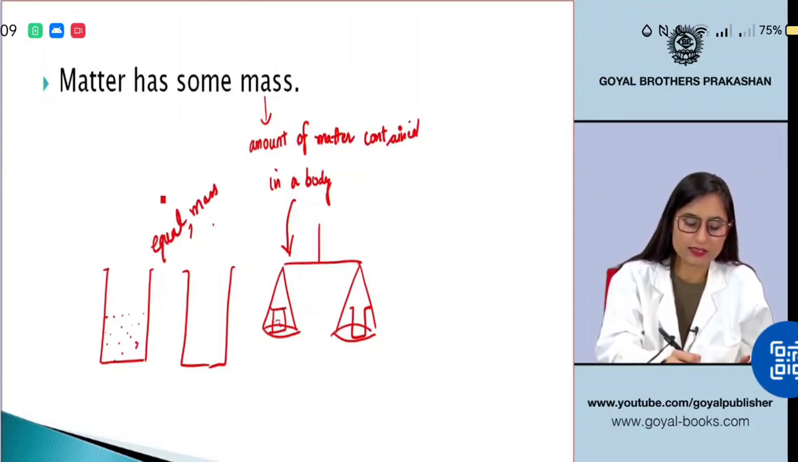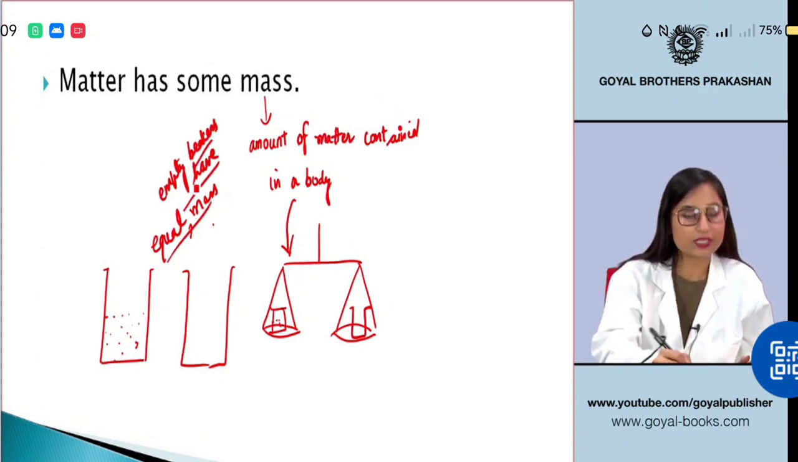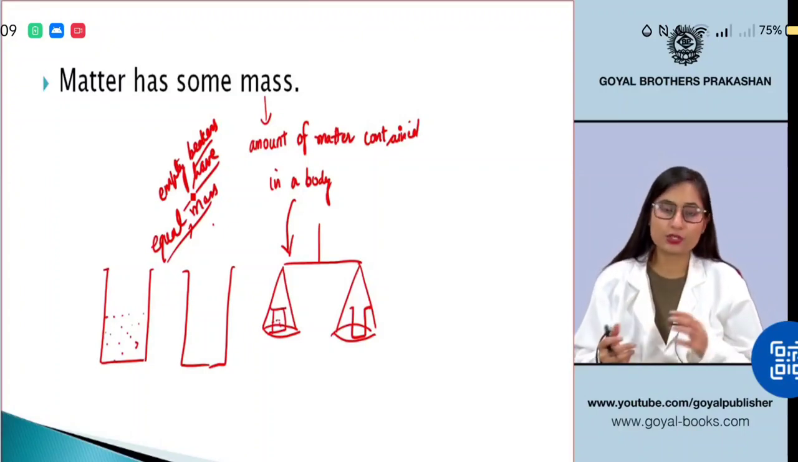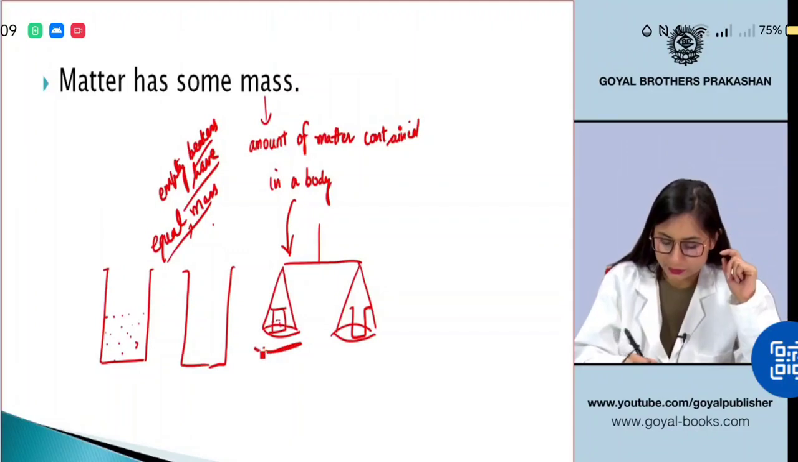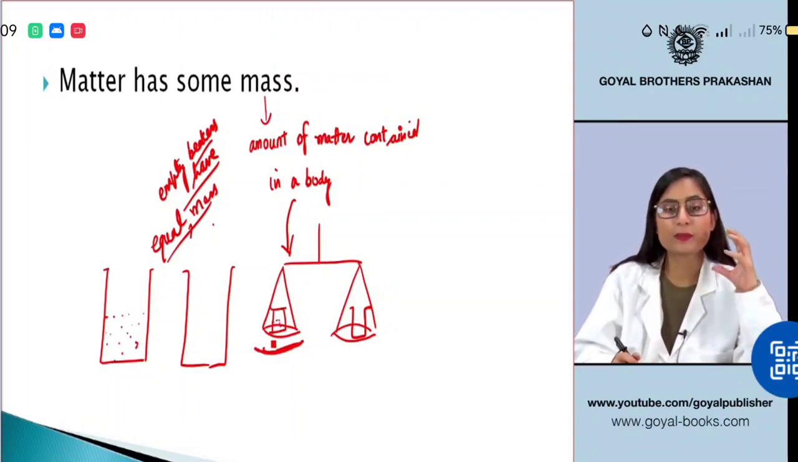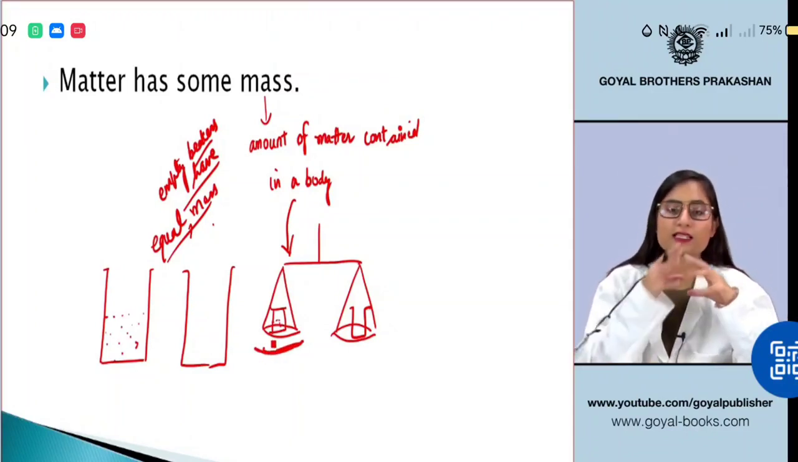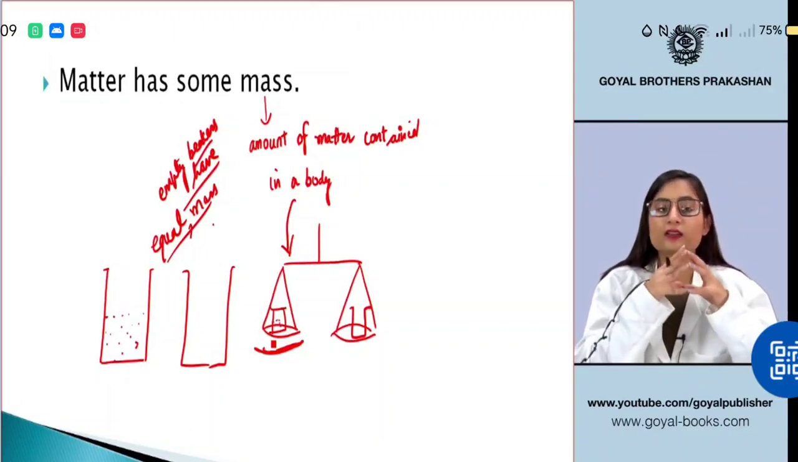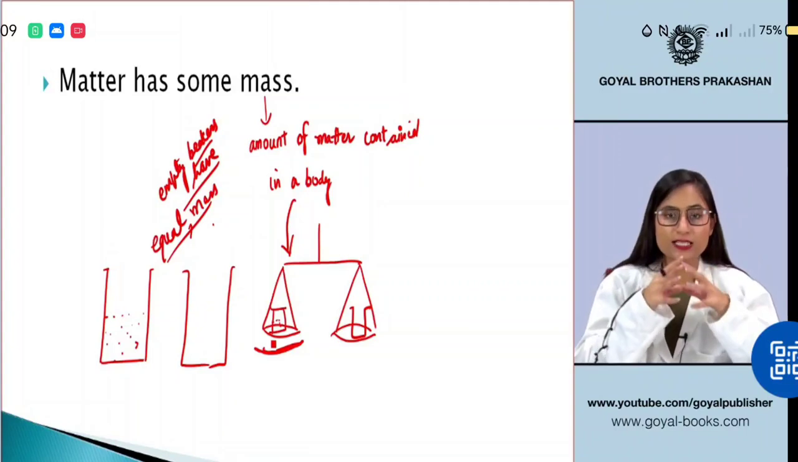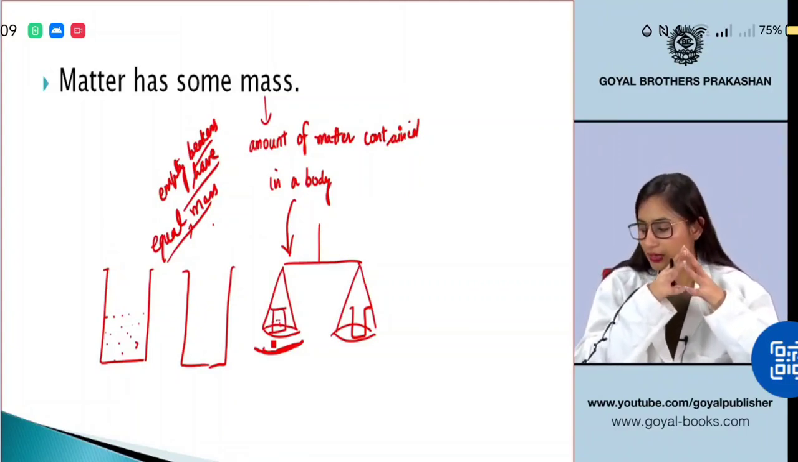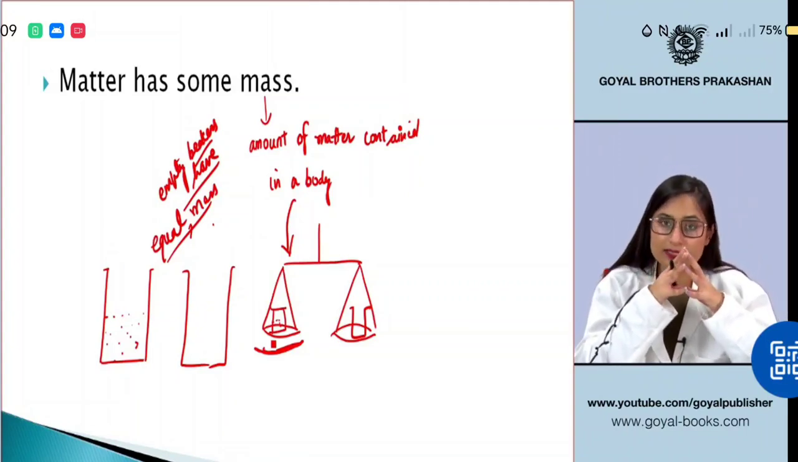Empty beakers have equal mass. We already know that. But then you added water to one of the beakers and you put that beaker on the left side of the balance. Now the left side of the balance will come down because it has some water in it, which will be pulled towards the earth due to the gravitational force. Correct? So we can easily say that the liquid that we put in also has some mass.